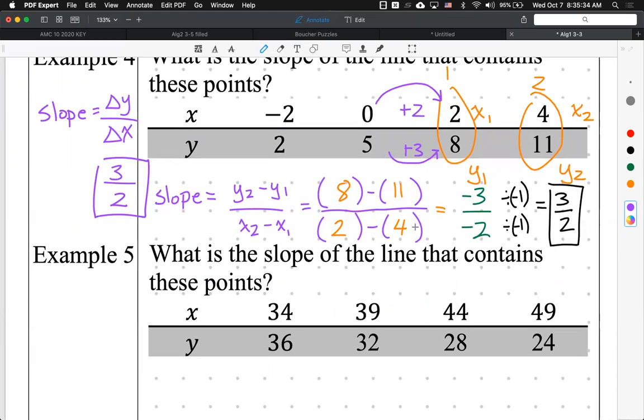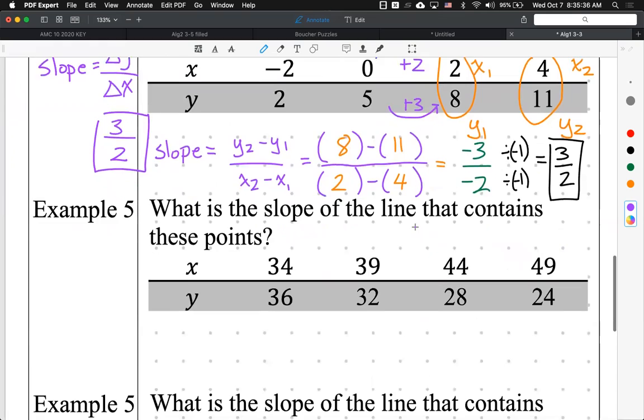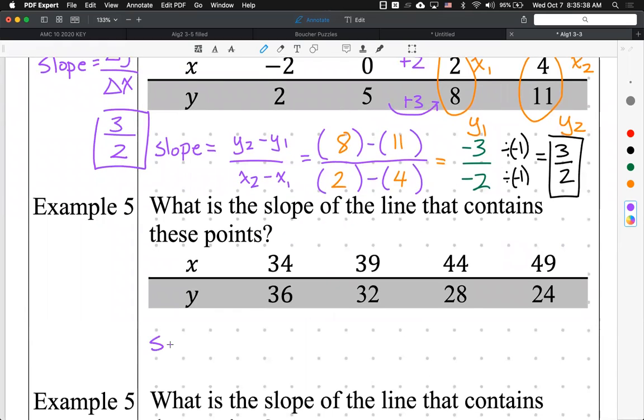I want to try to use that shortcut on example number 5. Slope is equal to change in y over the change in x. So the question is, how much did I move to get from 34 to 39? Did I add or subtract to get from 36 to 32? I'm getting Braden and Ripley over and over again. Can I get someone new, someone that hasn't talked? Who have I not talked to today? Carlos.